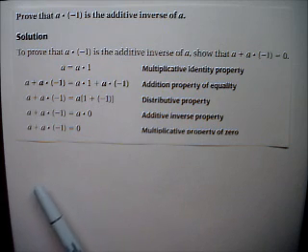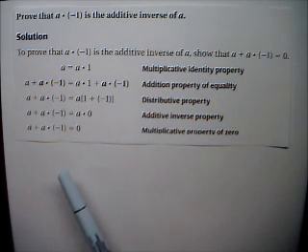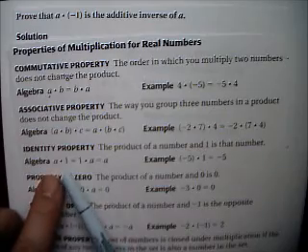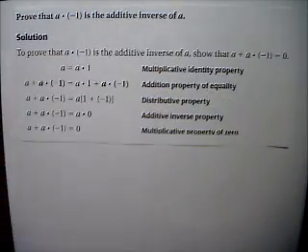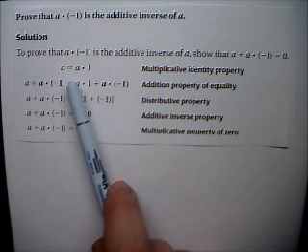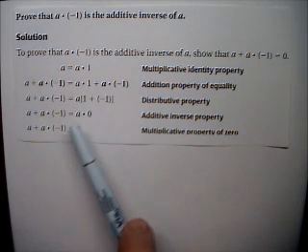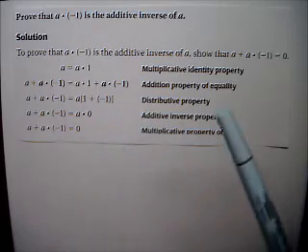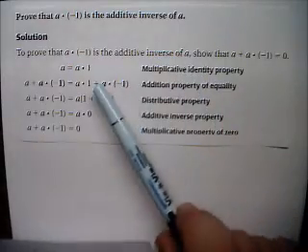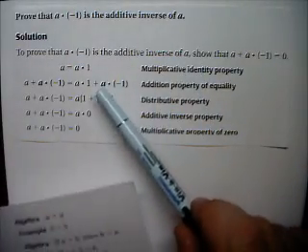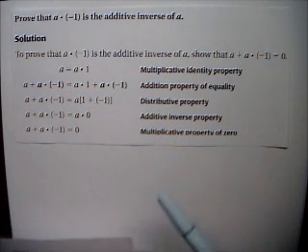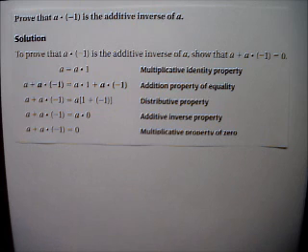And they started out with the multiplicative identity property. The multiplicative identity property is right here. A times 1 equals a. And that's what they started with. A equals a times 1. And then they use the addition property of equality to add two things to both sides, and then they got this together with the distributive and showed that it equals 0, and that's how they proved it.